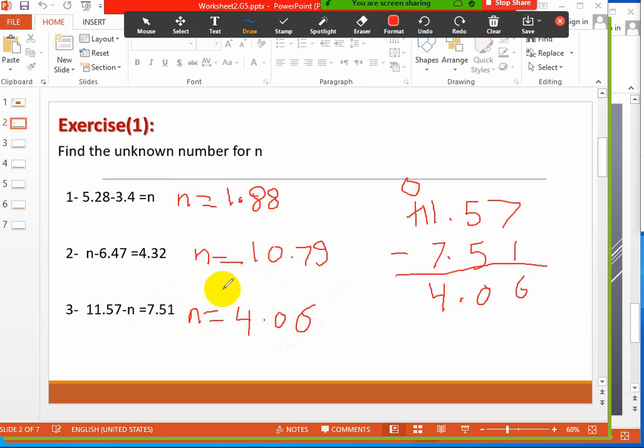And as I said before, if you are solving an exercise or a question about an unknown number, after finding n, you can replace n and see if your answer is correct or not. That means right here in number 3, replace n with 4.06 and find the subtraction. If you have the same answer here, that means your answer is correct.